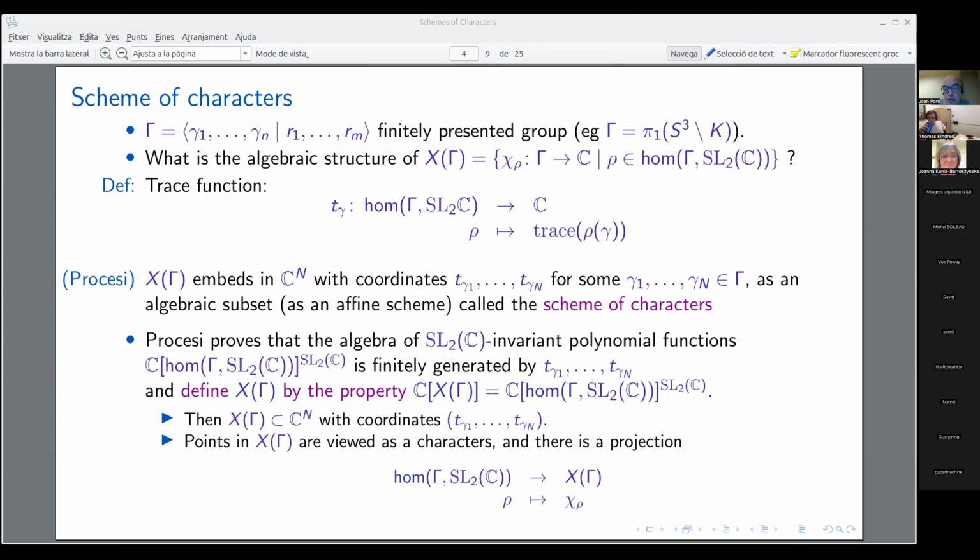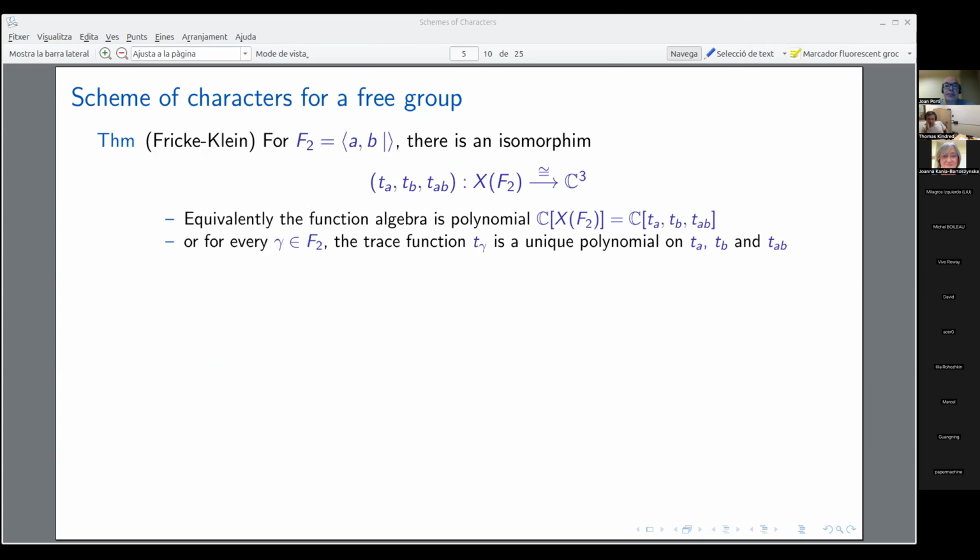And what Procesi proves is that there are some relations and so on. And what we say a posteriori is that points here are characters because they are just determined by the traces. That's more or less the idea. So let's go to an example, because this is not as complicated as it seems.